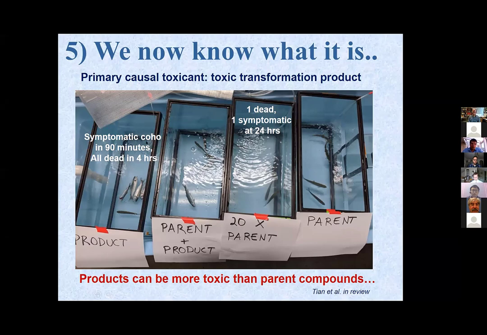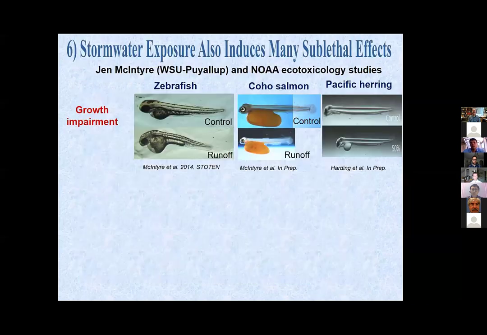So what you see in this picture here is this toxic product, which is far more toxic than the parent compound it comes from. Here's the parent compound at 20-fold higher concentrations. After 24 hours exposure to juvenile coho salmon, there's one dead coho salmon in this tank and one symptomatic fish. Meanwhile, with the toxic transformation product, there's symptomatic coho in 90 minutes and they're all dead in 3 to 4 hours, right? So it's a good example that transformation products can actually increase in toxicity relative to the parent.